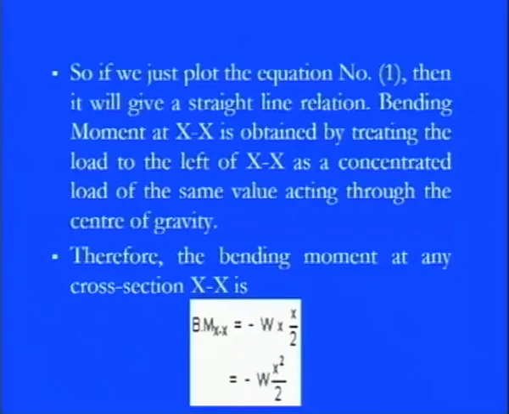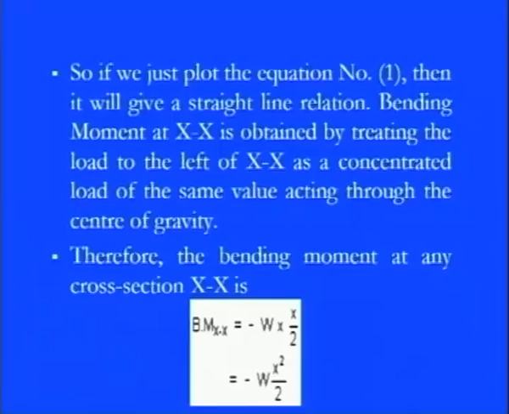Okay. So, you see from the left end of this x-axis section there is a concentrated load of the same value acting through the center of gravity, because, as I told you, we need to find out where the force intensity will act. Therefore, the bending moment at the x-axis section can be easily calculated as minus W into x by 2, that is, the load into x by 2.